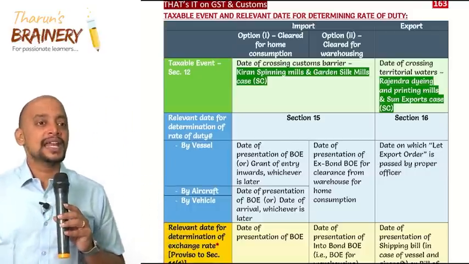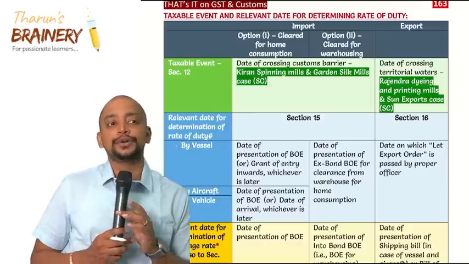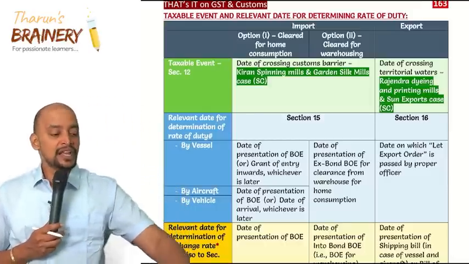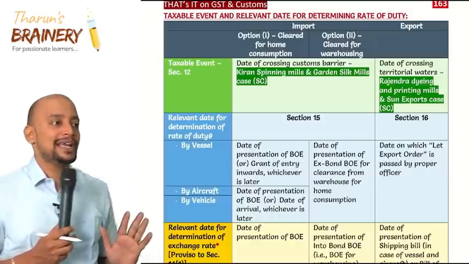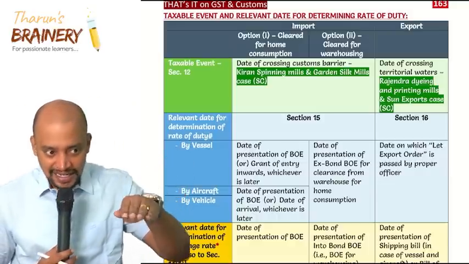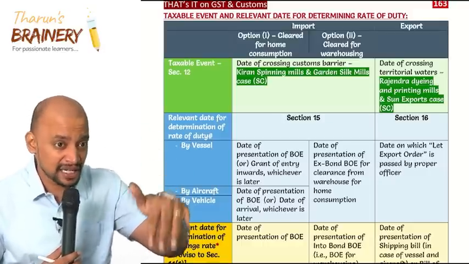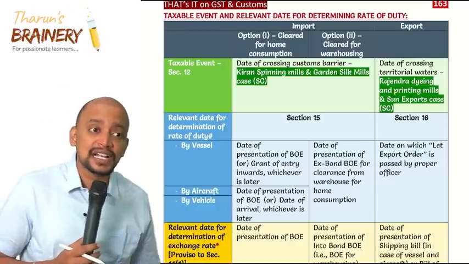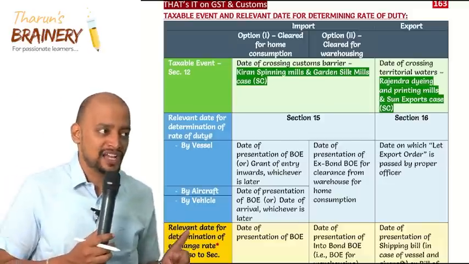Then, in case of export, what is the taxable event? The date of crossing the territorial waters is the taxable event. So whenever the goods are crossing territorial waters, that will be taken as the taxable event. Suppose the goods are taken in the sea and before crossing territorial waters, the ship has sunk within the territorial waters, is it treated as export? No. Only when it crosses the territorial waters, it is treated as export.